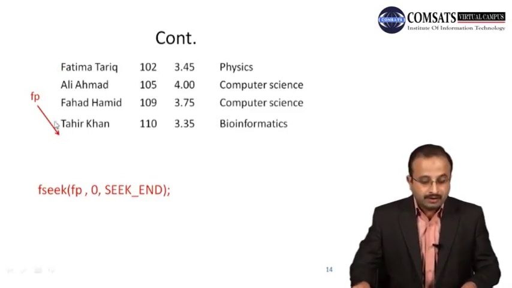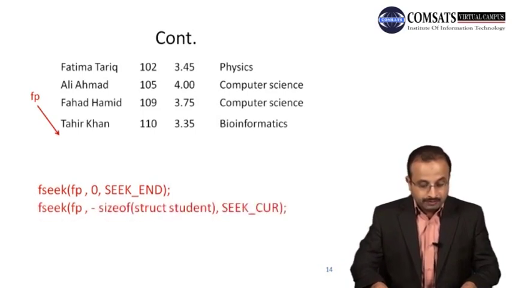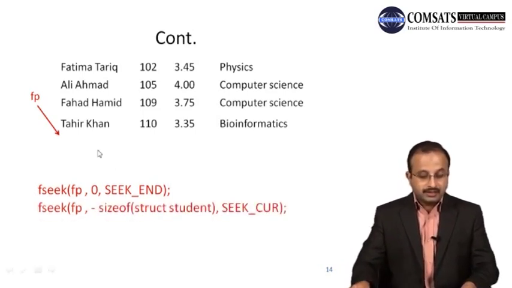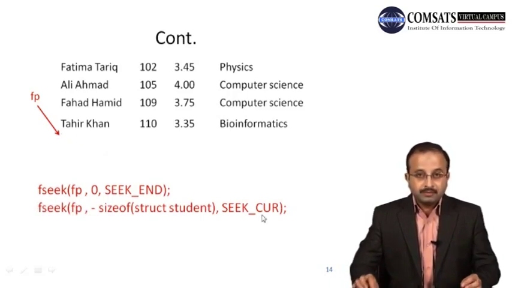So now here you can add a record. So before adding the record, you have to do this. Okay, you have to use fseek to bring the file pointer to the end, and then you start adding the record, right? So what if this statement is executed at this position? The file pointer is at the end of the file. SEEK_CUR means the current position of the file pointer.